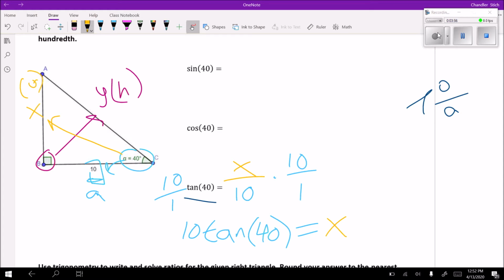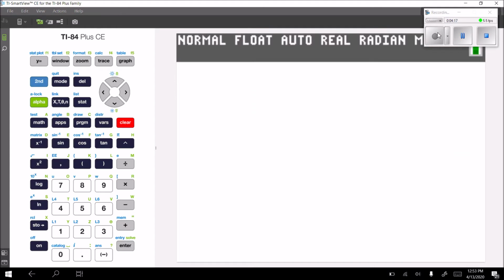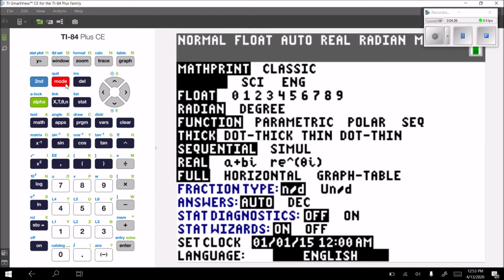Again, it doesn't help me much right now because I still don't know what 10 tan 40 is. In your head, it's probably hard, but you have a resource that'll help you tremendously: your graphing calculator will help you find 10 tan 40. The first thing that you need to do, though, is go to mode and make sure you are in degrees. Right now I am in radians. I'm going to get the wrong answer. Because I'm talking about 40 degrees, I need to make sure my calculator is in degrees.